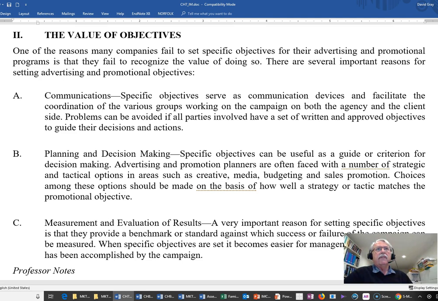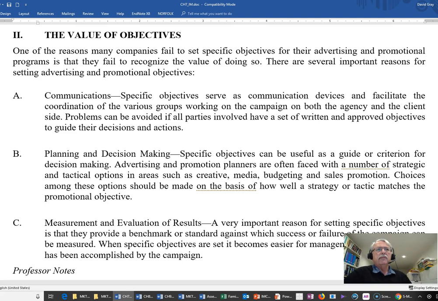So there are a lot of companies who don't set very good objectives. They don't really understand or value the reason for setting good objectives. And the first reason we're talking about is communications. Specific objectives serve as communication devices. It allows the facilitation between various groups within the organisation. It can allow facilitation between an advertising agency and the client. It also helps avoid a lot of the problems involved through confusion. It also helps in planning and decision making.